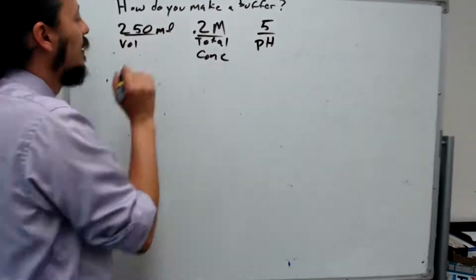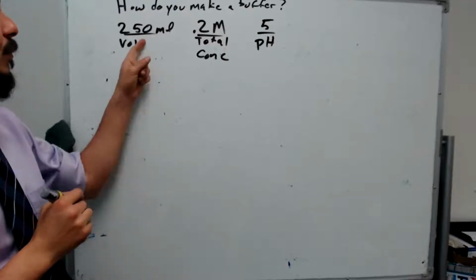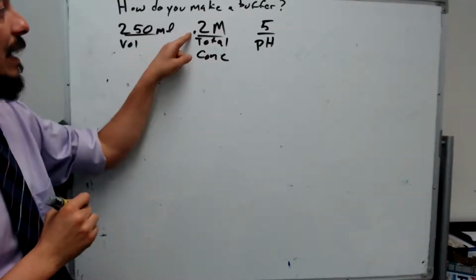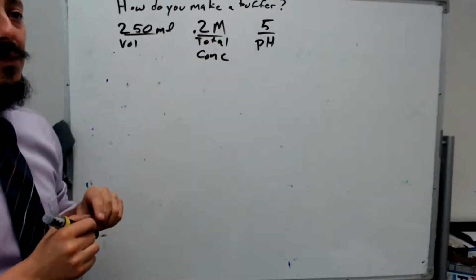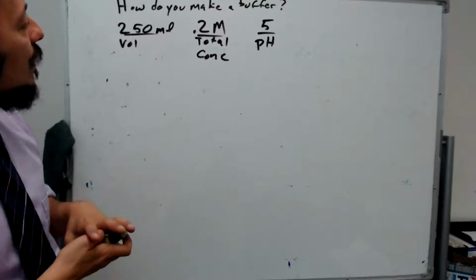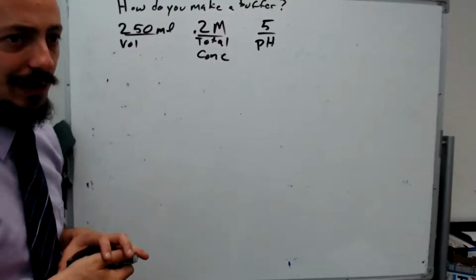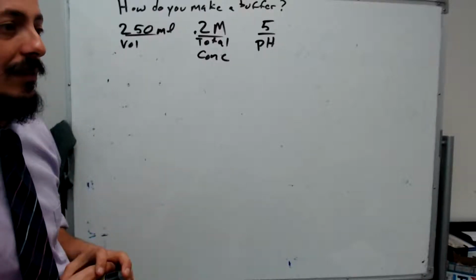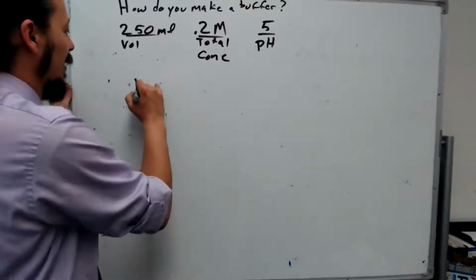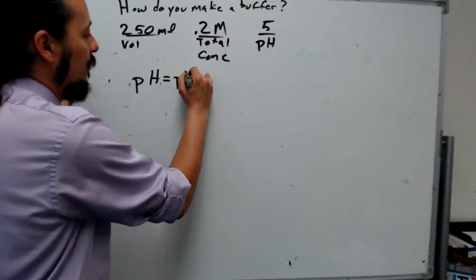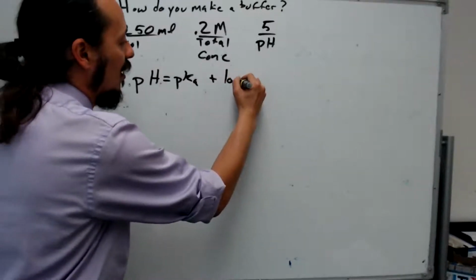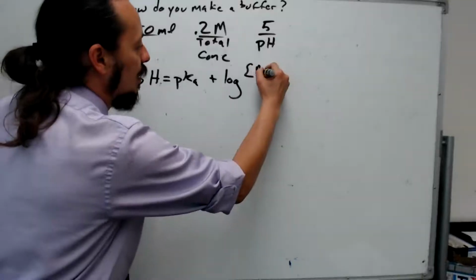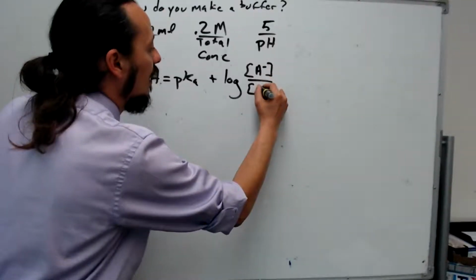So here's what we want to do. We want to make a buffer. We want to make 250 milliliters of a buffer that has 0.2 molarity and a pH of 5. So we can think about this and it's like, wow, where do you even start? It's a buffer. What's a good equation to start with? Henderson-Hasselbalch, right? We've got pH equals pKa plus log of the concentration of A minus over HA.